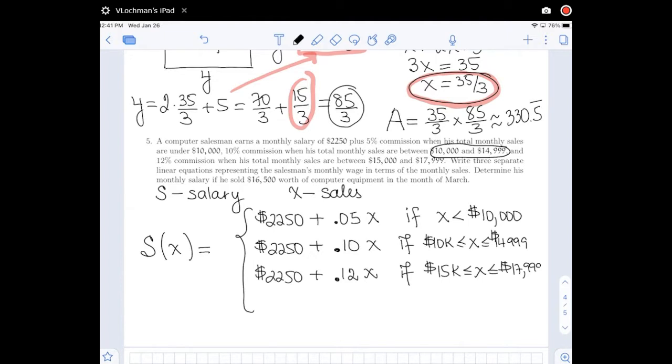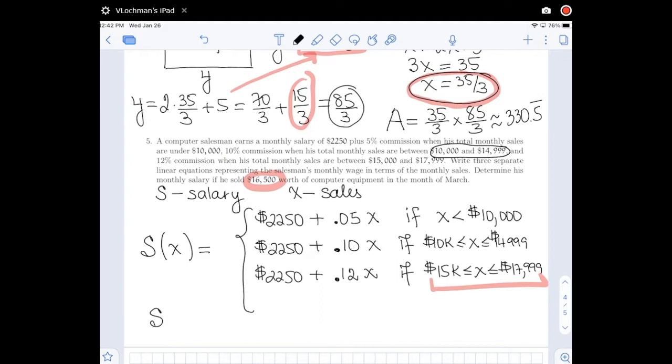Okay, so now I'm going to speed it up because I don't want to hold you guys too long here. Determine the monthly salary if he sold 16,500. That's how much he sold in March. I'm going to look at my conditions and see where that number falls. This is the amount of sales. It falls into this interval, right? It's between 15 and just under 18. So that's what I'm going to plug in.